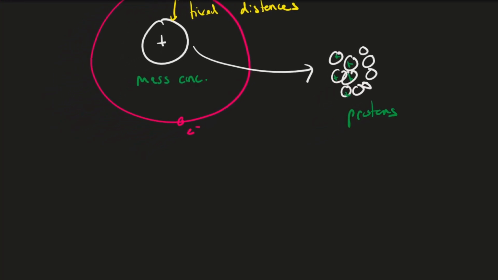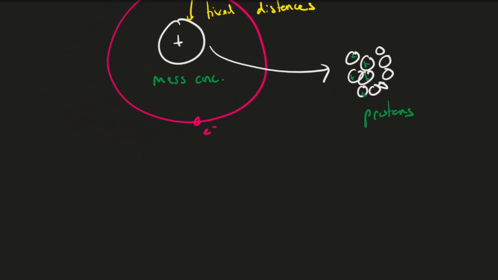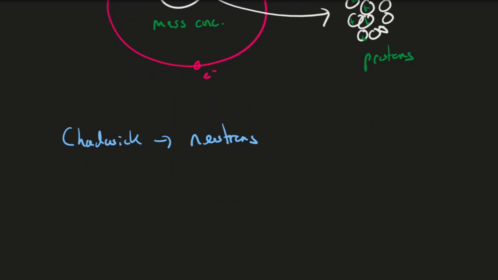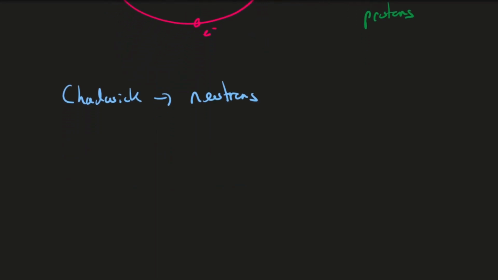Then James Chadwick came along. He did some more experimentation, as you might have figured out by now, and he discovered the existence of neutrons. And as a result, once again the model that we had was updated to include these new features.